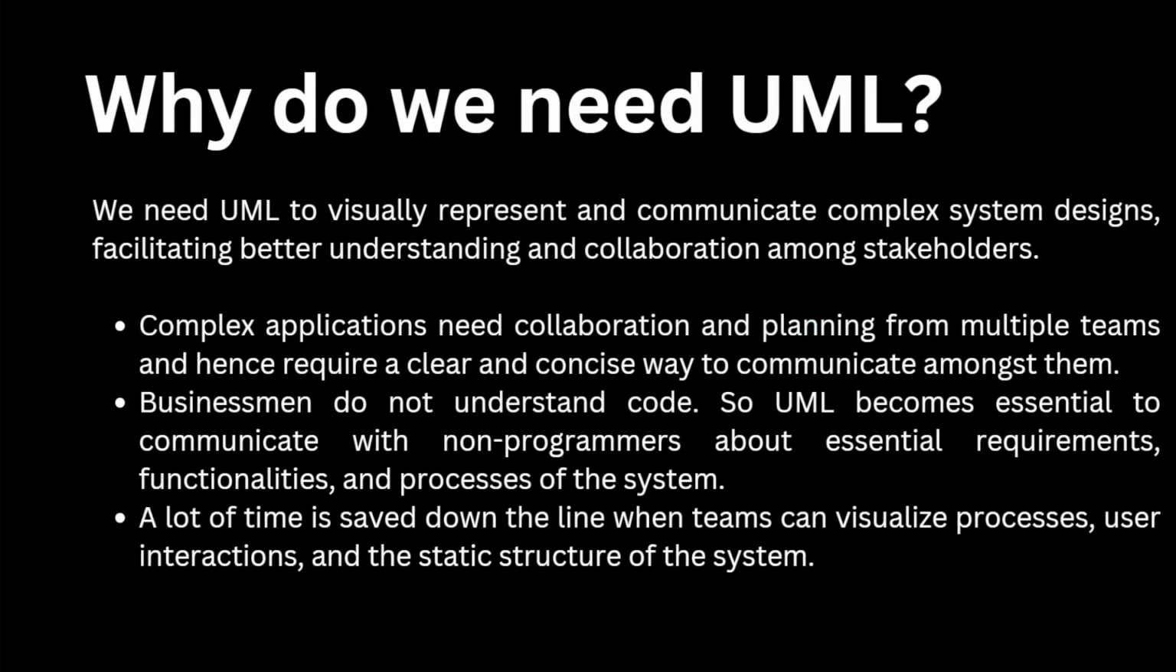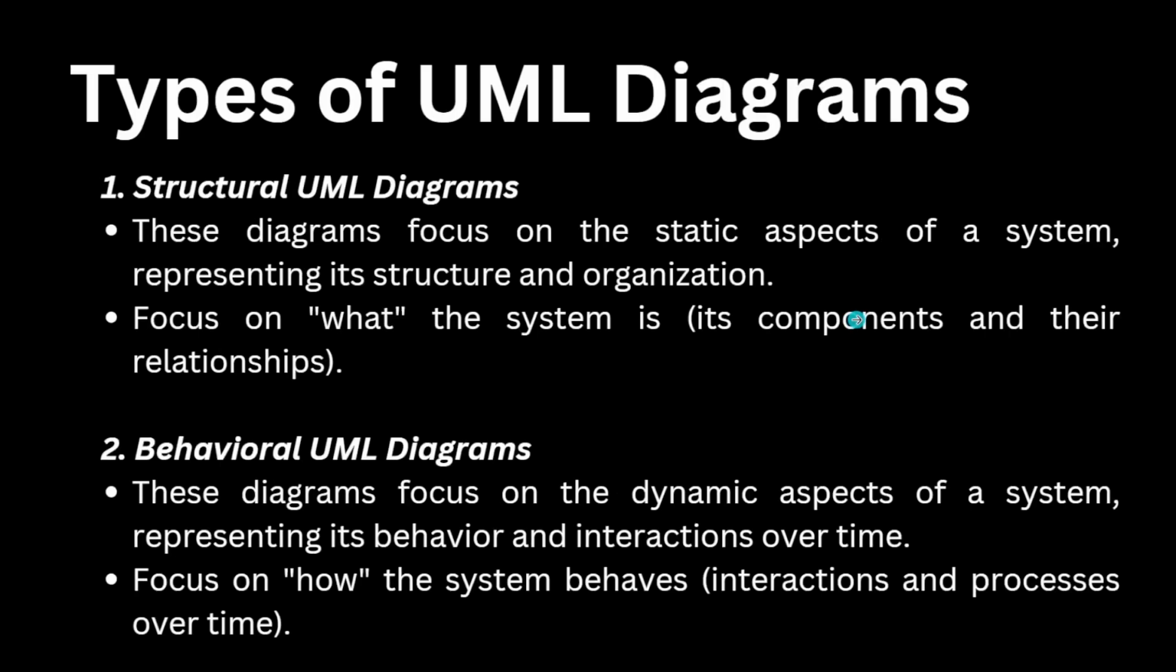So, next natin. Types of UML diagrams. Maraming types yung UML diagrams, pero nagfo-fall sila sa dalawang kategorya na to, which is the structural UML diagrams and the behavioral UML diagrams. So yung structural UML diagrams nakafocus to sa static aspect ng system representing its structure and organization. Ito nakafocus siya sa what the system is, its components and their relationship.